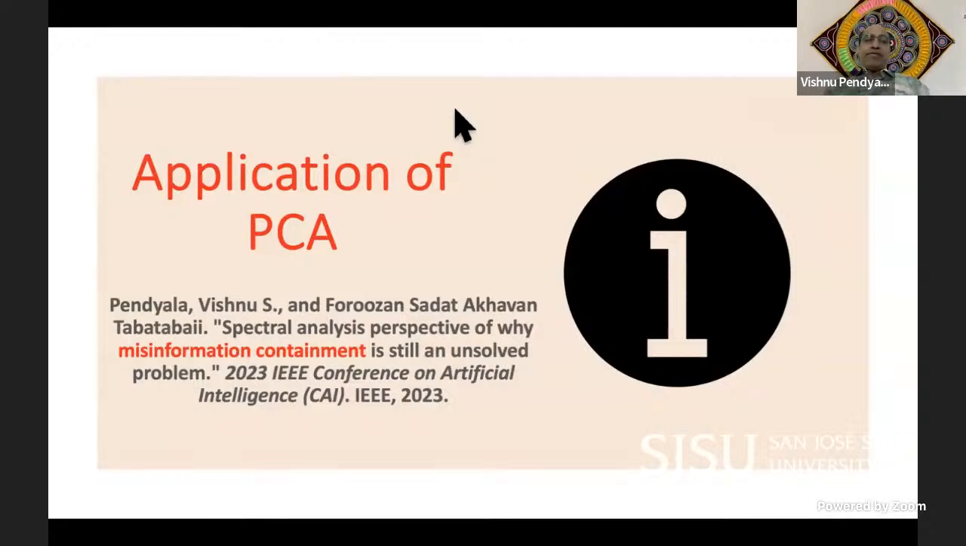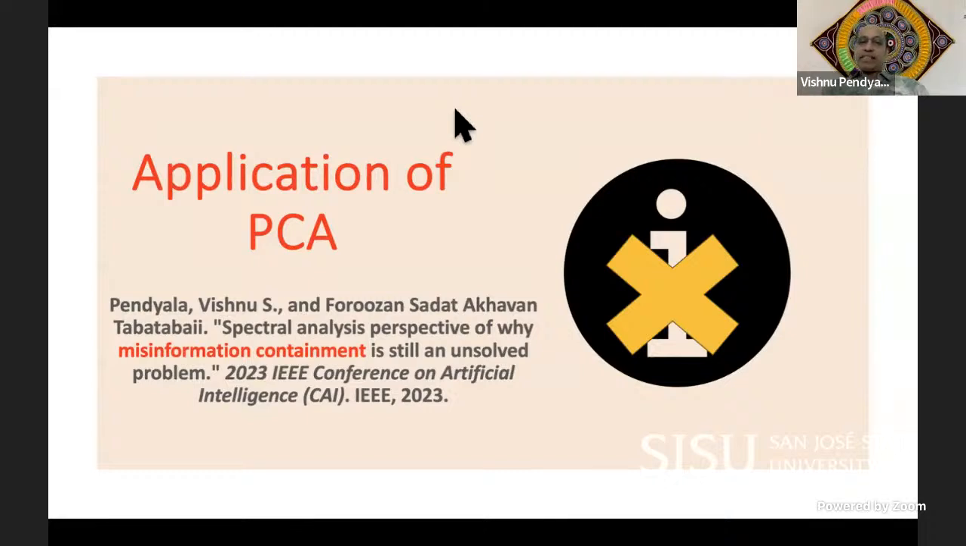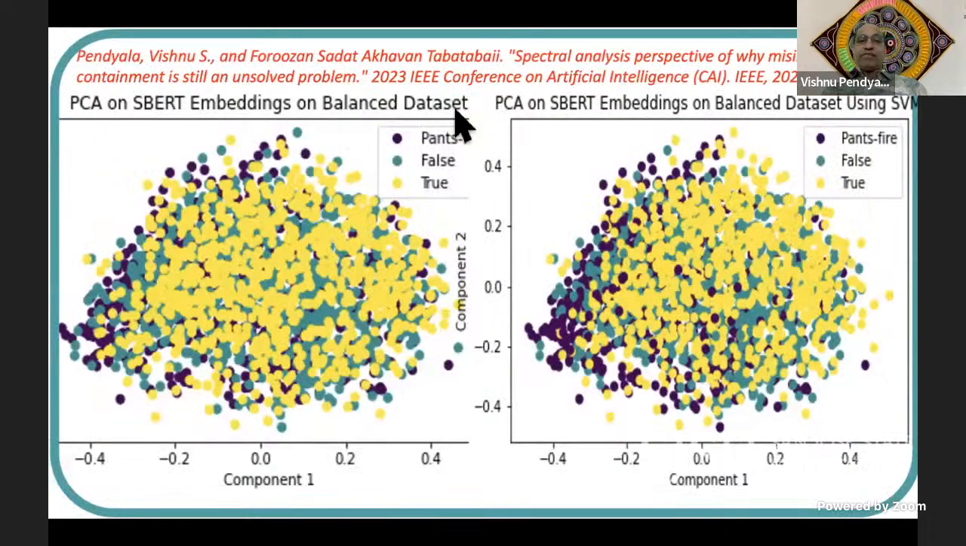Now, PCA has been applied for many applications. My MSDS student, Farouzan, and I used PCA for misinformation containment. A significant use of PCA is to visualize high dimensional data in a low dimensional space, typically 2 dimensions, right? This can be really helpful for understanding the relationships between the variables in the data. So we used it for understanding misinformation.